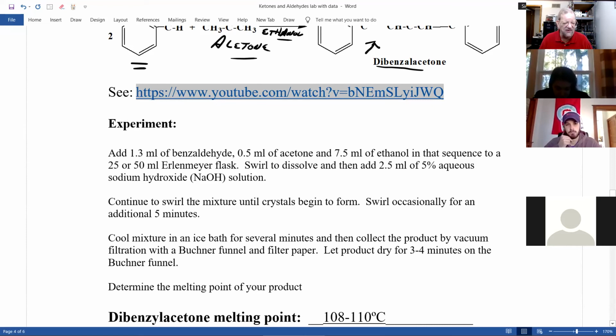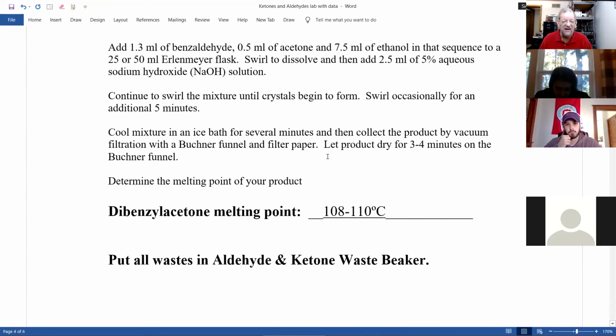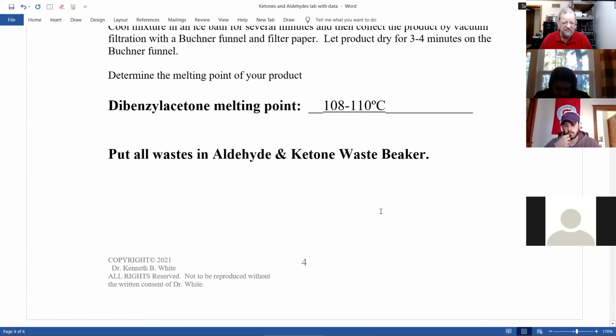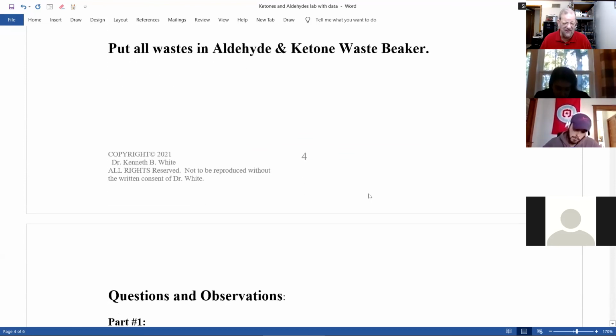And you then swirl it and then put it in the ice bath and use the Buchner funnel like I showed you and dry it. Now, we don't have enough time to do the melting point. Oh, we do, that's right, for this one. But if you were in there, you'd get this melting point. And that's how you do it.